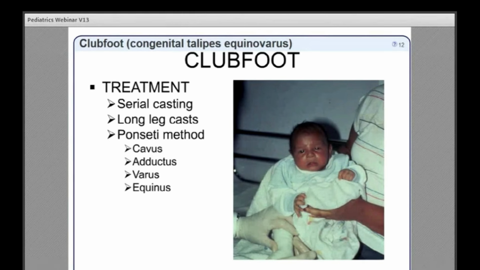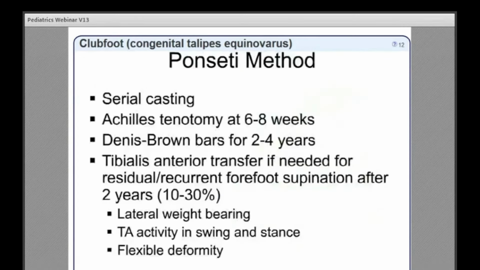The casts are usually long leg casts. In fact, they're always long leg casts from hip to toes. And so the mnemonic CAVE is a good way to remember the order of correction. Serial casting is usually followed by tenotomy at 6 to 8 weeks after the initiation of casting, and then some form of abduction bracing for up to 2 to 4 years.